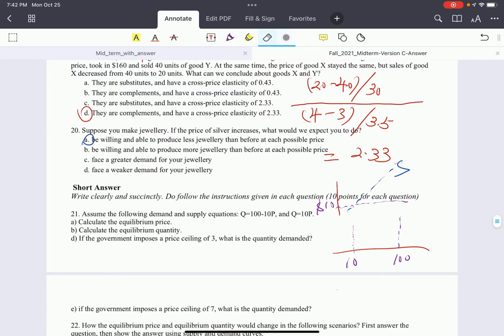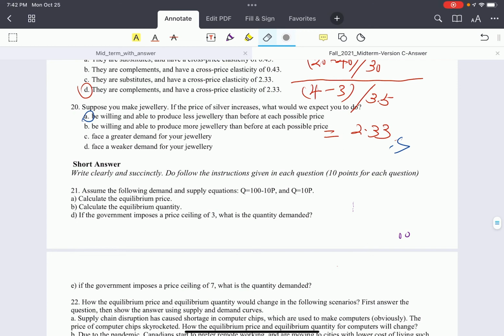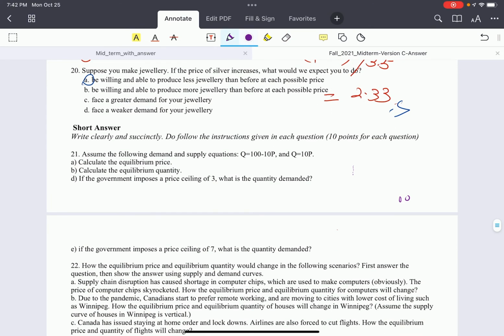Okay, now let's look at these short answers. For 21, most people got A and B right. For completeness, let me still solve this. If you make the quantity demanded and the quantity supplied the same, you can solve for the equilibrium price, which is 40. And then if you plug this $40 back into either the supply curve or the demand curve, you will get the equilibrium quantity as 50.